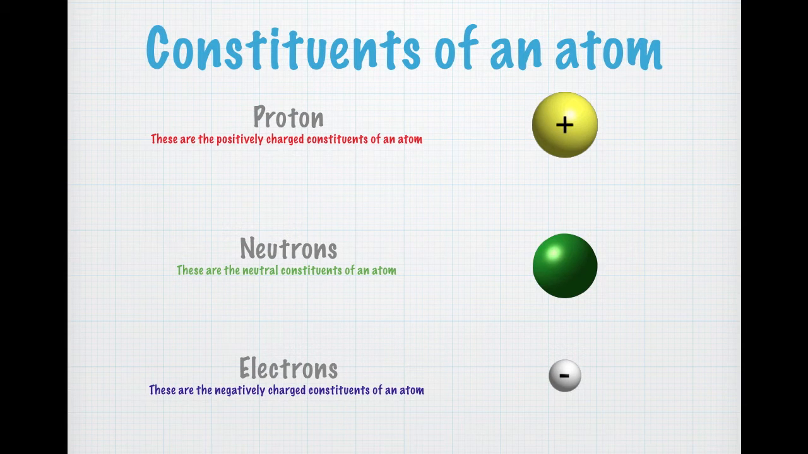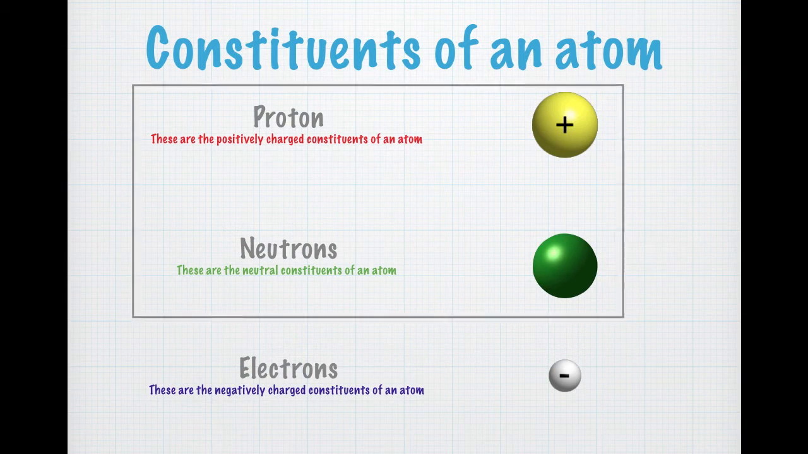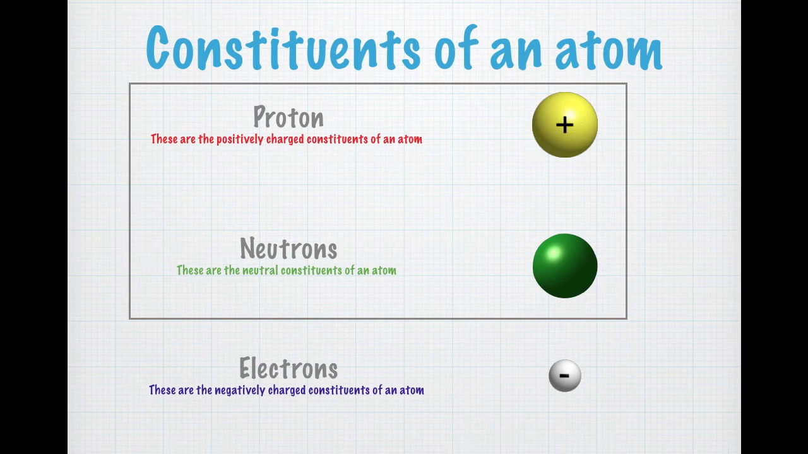Moving on, the protons and the neutrons together constitute the nucleus of the atom. The nucleus is basically the center of an atom. The magnitude of charge on a proton and a neutron is exactly the same.